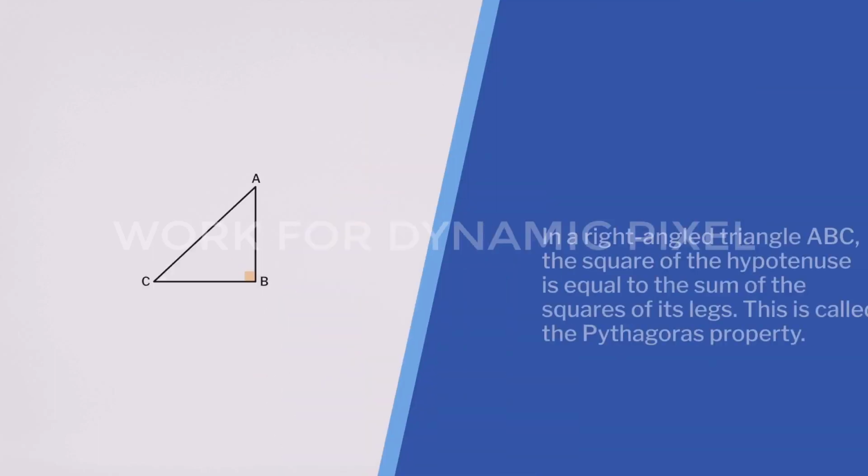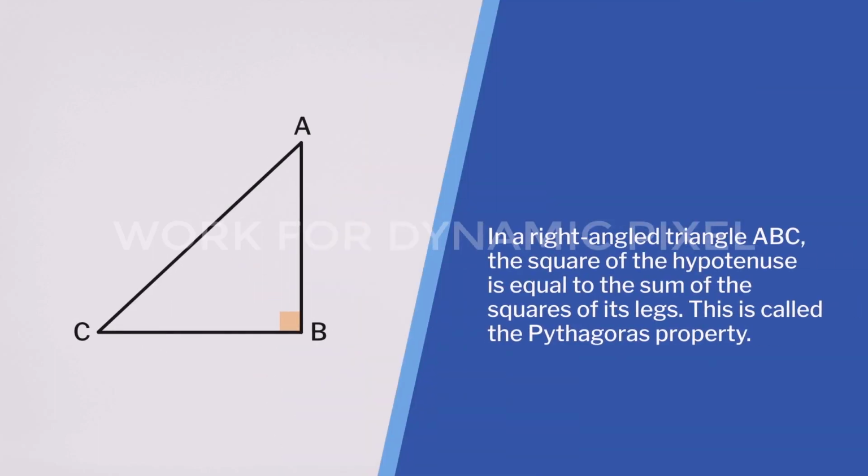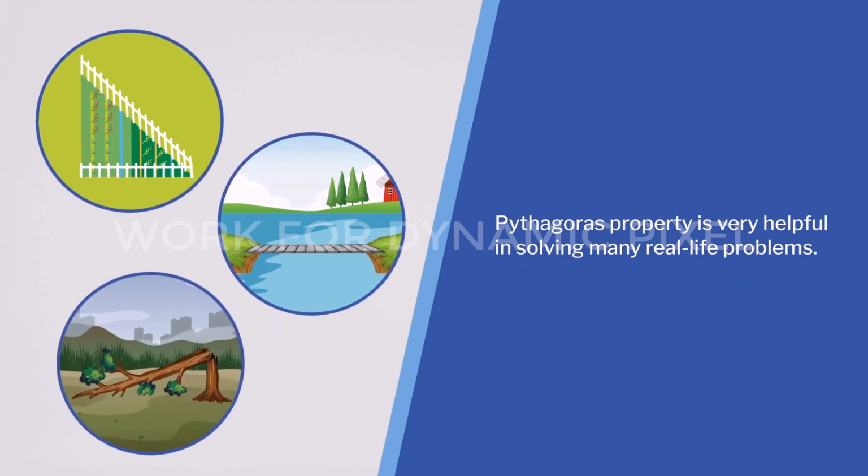Now, before I go back to fence my farm, let's recap what we have discussed today. In a right-angled triangle ABC, the square of the hypotenuse is equal to the sum of the squares of its legs. This is called the Pythagoras property. Pythagoras property is very helpful in solving many real-life problems.